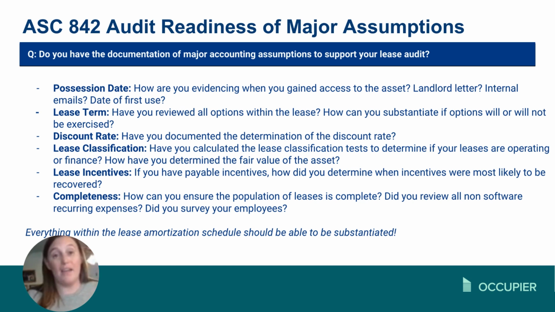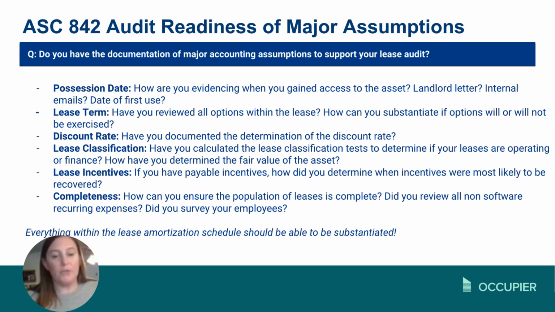They may have a target possession date, but that doesn't actually mean that you've gotten the keys to the castle at that point in time. So you want to be able to evidence when you're gaining access to an asset. Is it a landlord letter? Do you have an internal email saying, yep, got the keys today, we're good to go? Or maybe it's a piece of manufacturing equipment and you can evidence when that asset went into use. But depending on the asset, you may have different types of support.